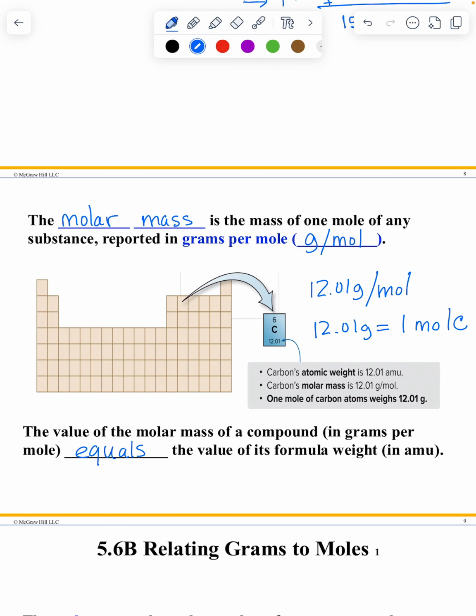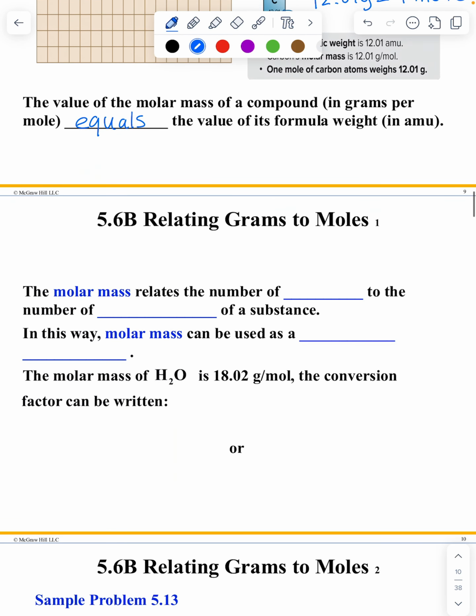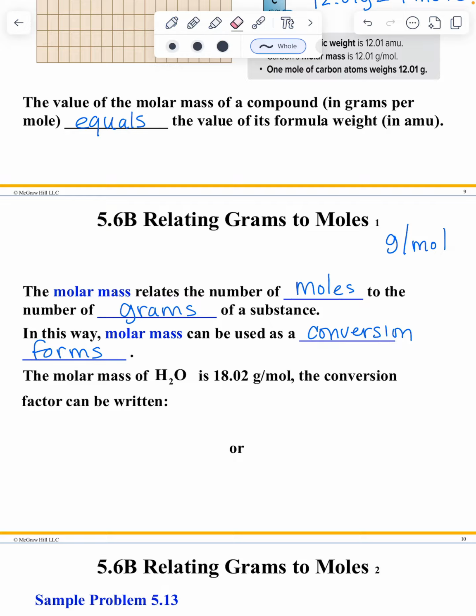And so we can use the molar mass as a conversion factor. It says the molar mass relates the number of moles to the number of grams of a substance. We saw that the unit was grams per mole, so it tells us how many grams there are in 1 mole. In this way we can use molar mass as a conversion factor if we want to convert between grams and moles. I wrote the wrong word earlier. A conversion factor.